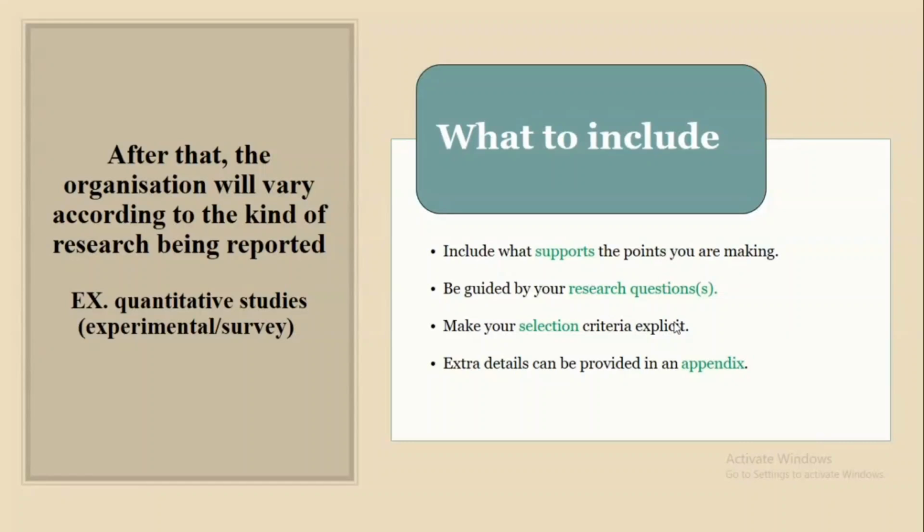Include what supports the points you are making. When you select the findings, whatever you see, include what answers your questions. Your questions or your hypotheses guide you to select specific numbers, specific findings, specific correlations, specific differences. What guides you is your research questions that you detected from the beginning, okay? Extra details, if you feel they need to be reported, put them in the appendix. That is the wise decision, okay?